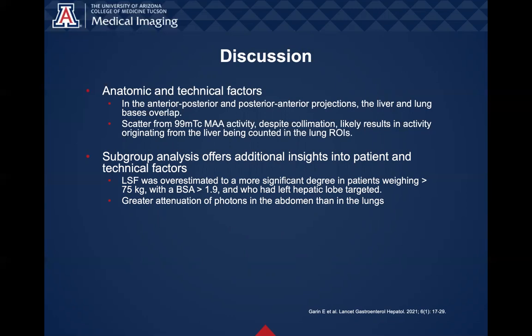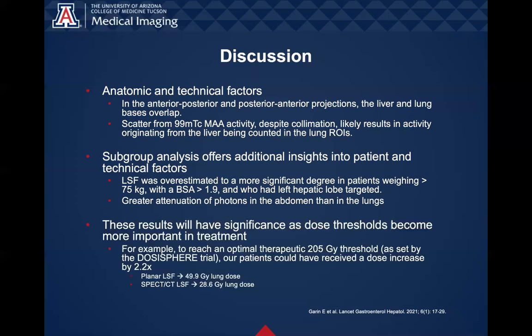The discrepancy in abdominal photon attenuation compared to lung photon attenuation is exacerbated in larger patients because patients weighing more presumably have a greater relative increase of abdominal girth versus thoracic girth. Also, the left lobe of the liver is more centrally located within the abdomen, thus likely resulting in more attenuation of liver activity compared to the lungs.